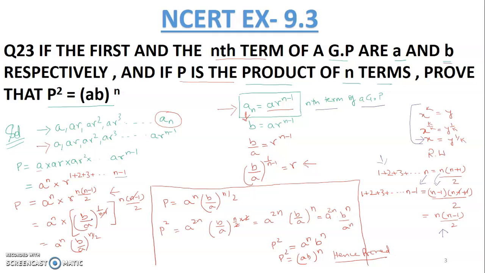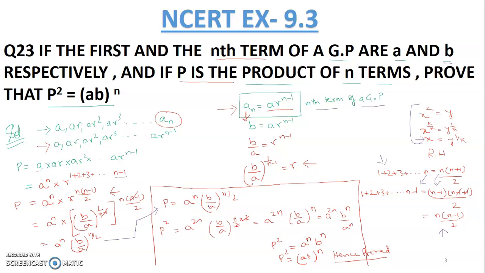So this value of r I have substituted here: (b upon a) to the power 1 upon (n minus 1), and this was in power n(n minus 1) by 2. So n minus 1 and n minus 1 cancelled. What I am left with is a raised to the power n, (b upon a) to the power n by 2. So P is equal to a^n (b upon a)^(n/2), right?